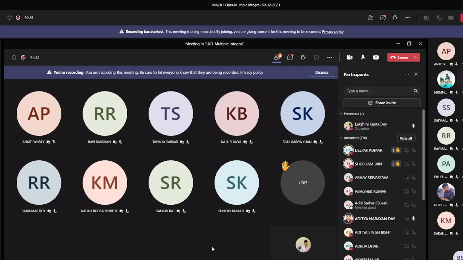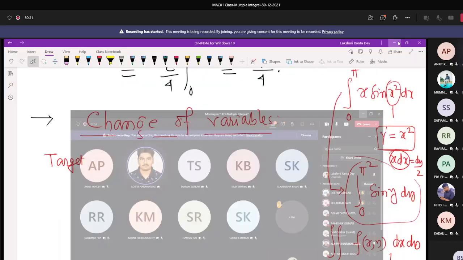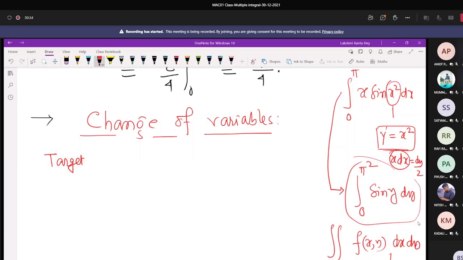Hello, sir. Am I audible? Yes, Aditya. Yes, sir. Sir, in our 10 plus 2 system, there was no double or triple integration. Yes, it's new for us. Okay, so you understand everything, whatever I told? Yes, sir.